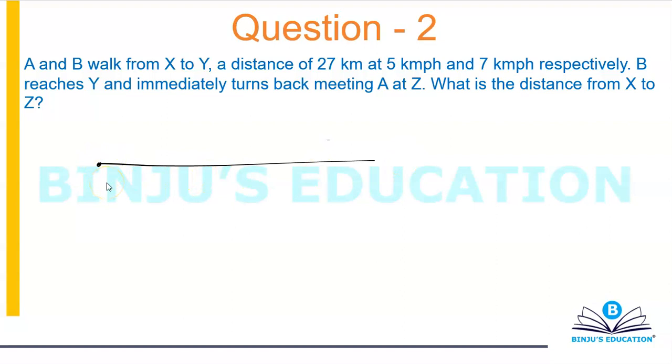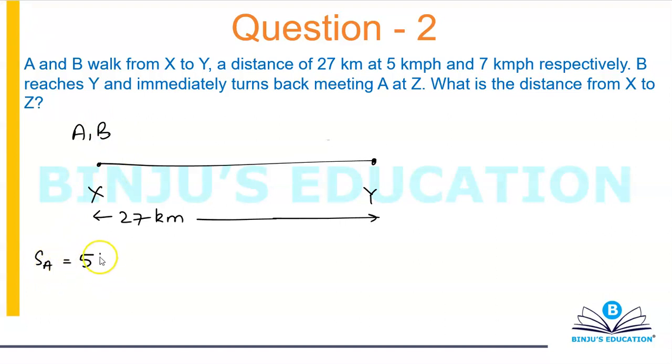Okay, so A and B walk from X to Y. So let's say this is X, this is Y, a distance of 27 kilometers. Okay, that's also given to us, that's good. So I'm gonna have A and B. They walk from X to Y, a distance of 27 kilometers, and the speed of A is given to us as 5 kilometers per hour, and the speed of B is given to us as 7 kilometers per hour.